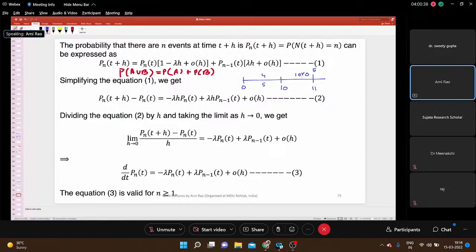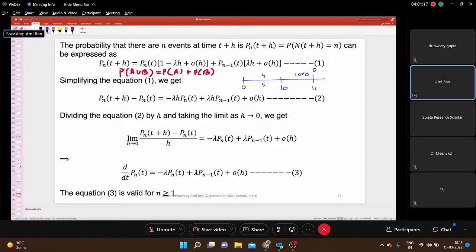I think, sir, because h is a very, very small interval approaching 0, this implies that only one event will happen, and it is not possible for another event to happen also. Correct, that's what I'm telling you. More than one event is ignored. The possibility of occurrence of more than one event is negligible. That's it. More than one event we don't have to consider here.